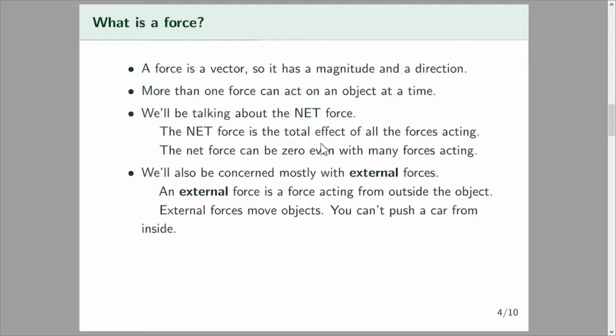If I go back to Newton's laws, by the first law, it says I'll keep doing what I'm doing until I'm acted on by a force.